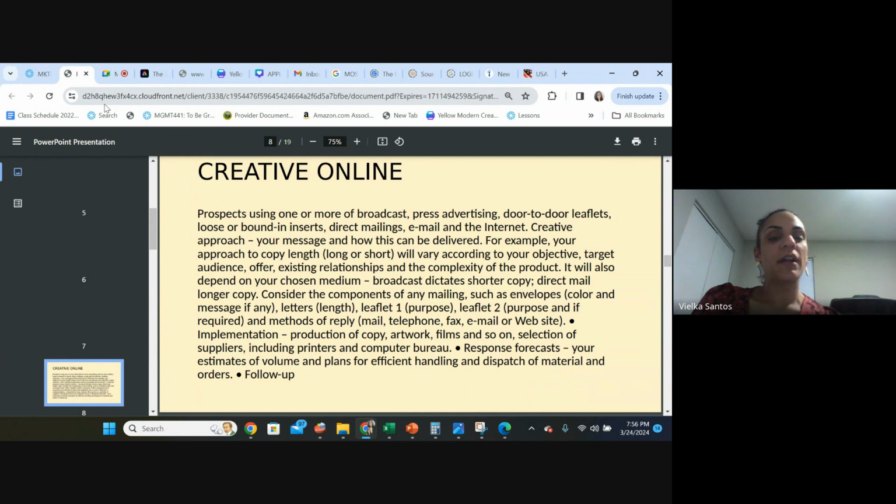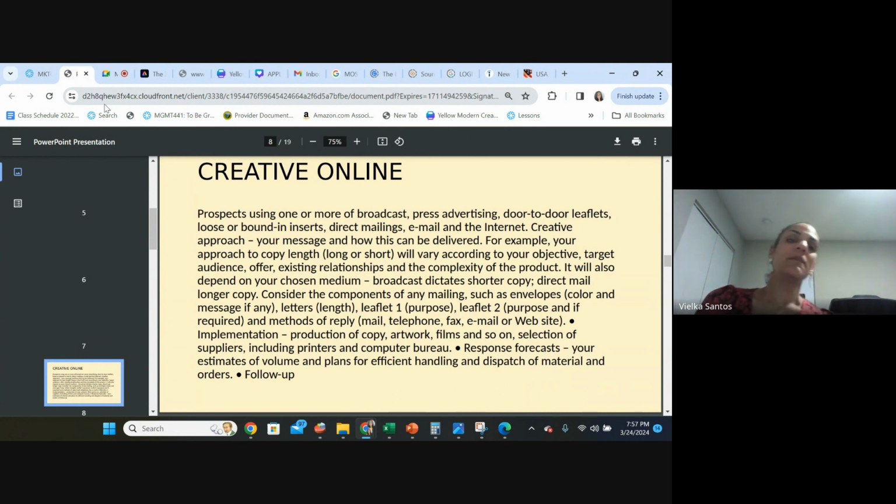Direct mail, longer copy. Consider the components of any mailing. This is a little bit more traditional because they are talking about mailing. Still, especially here in the US, the USPS, United States Postal Service, is still giving us certain kinds of letters every day, right? And you will see different kinds of designs. So those are the parts that they are talking about here.